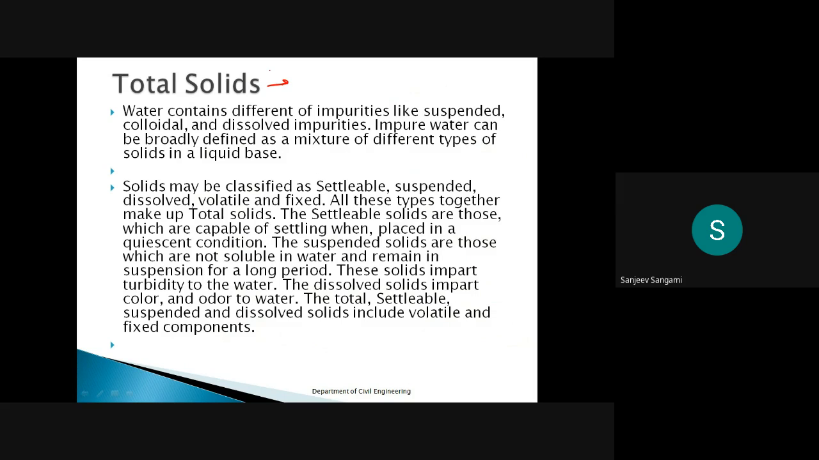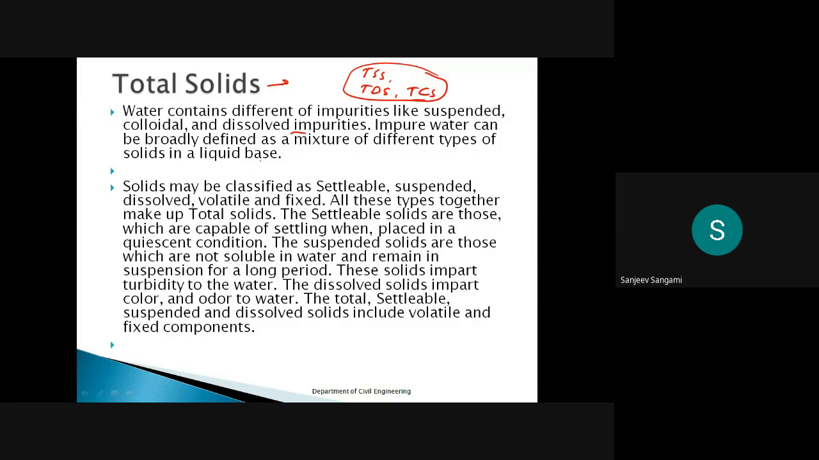Water contains different impurities like suspended, colloidal, and dissolved impurities, that I already told. Majorly, we are going to classify total solids into three categories: total suspended solids, TSS, total dissolved solids, and total colloidal solids. If you go into detail about total dissolved solids and total colloidal solids, there are again different classifications. We'll discuss that in the next paragraph.